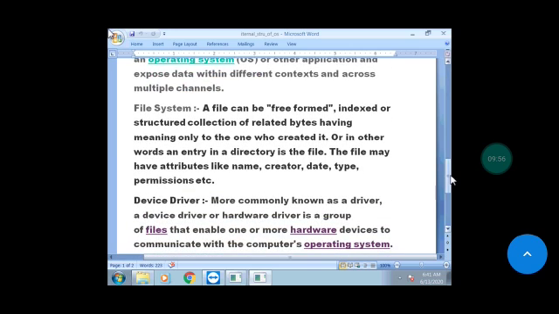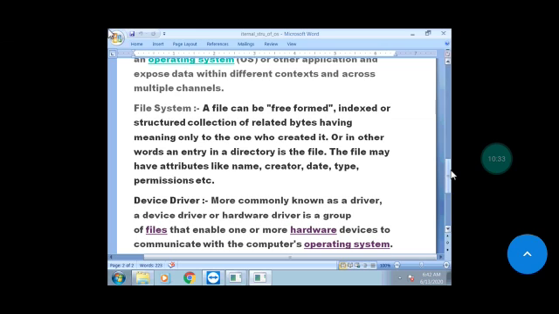Now, next one is a file system. Listen, my dear, you see the definition. Whenever you are having your file system, it means a file will be indexed or structured in a systematic way. Understood? The file may have attributes like name, creator, date, type, and permissions. If you want to know more about the file system, you just click right mouse button and go in properties. Everything will be there.